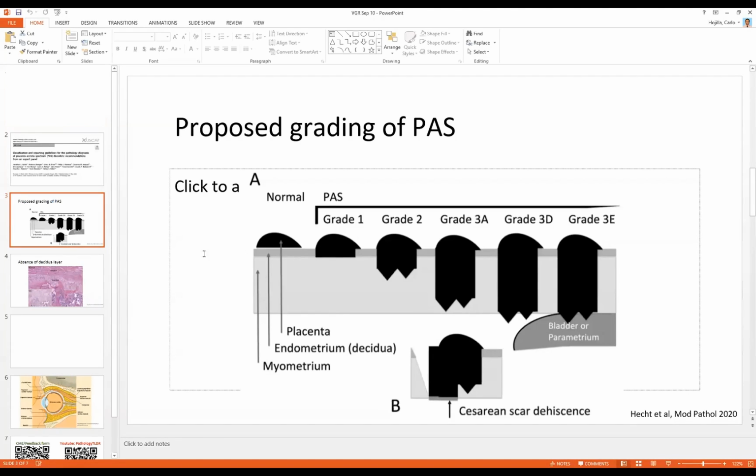From this diagram, I hope you can appreciate that there are different levels, including grade 1, which is what you would have called accreta in the past, grade 2, which is somewhere in the middle, and grade 3, further down in the middle but not involving the serosa. Grades 3D and 3E are through the serosa, and it's just a matter of whether there's invasion of other pelvic organs. Related to that, sometimes you can see this in the setting of a cesarean scar, and that usually correlates with a grade 3A, at least in their schematic.